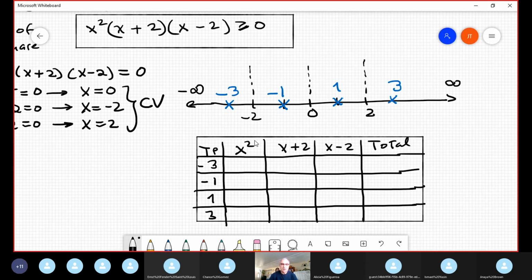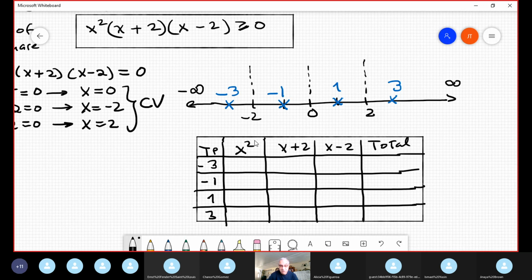Yeah, I try plugging in the testing points into this expression one by one. Be careful, relax, cool down. Let's not do it too fast, because if you make a mistake, your answer is wrong. Okay. You can see in the first column, it is x squared.